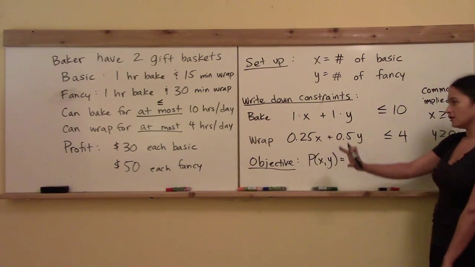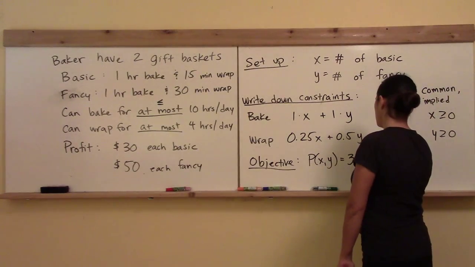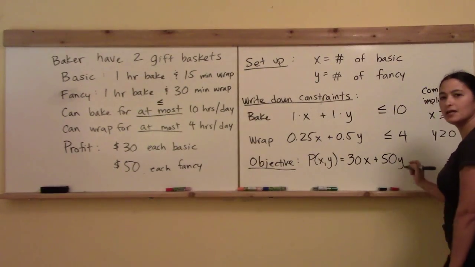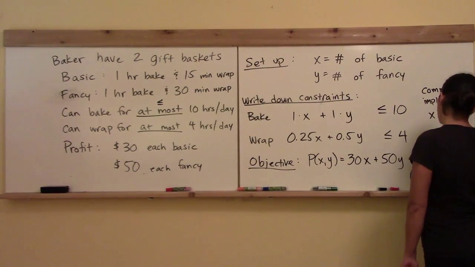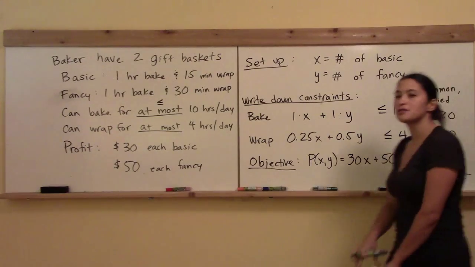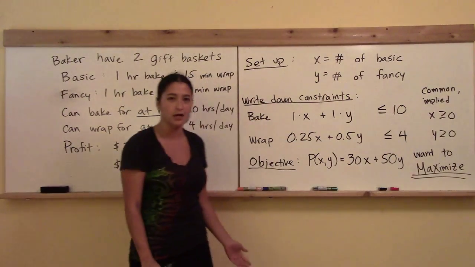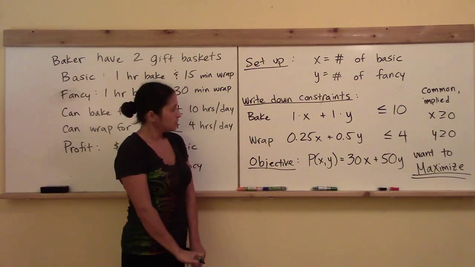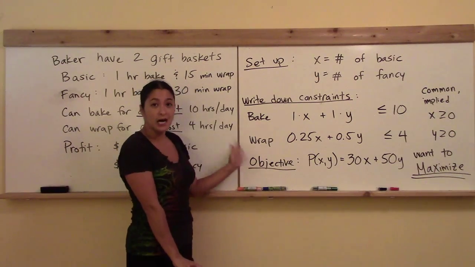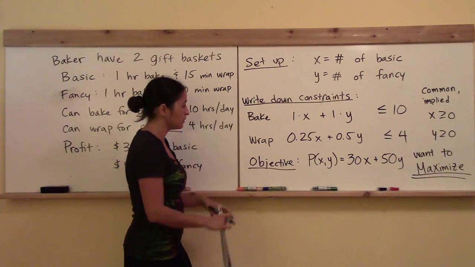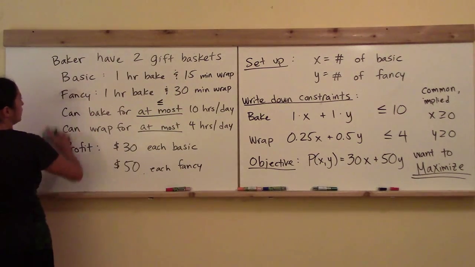Okay, so I'm going to make $30 off of each basic one, so that's 30 bucks of the x's. I make 50 off the y's, so that's 50 times the y, and I want to maximize this. Remember that in a type of problem like this, the objective function will either want to be maximized or minimized. It depends on the context, and here, if it's profit, yes, you're going to want to maximize that function. Wow, so now we have this entire setup, and we're going to take this math and apply what you saw me just do on the other example to this word problem.